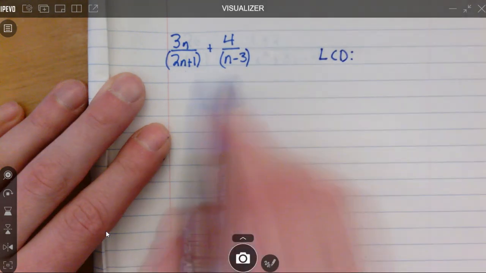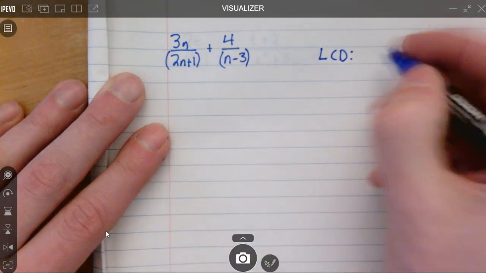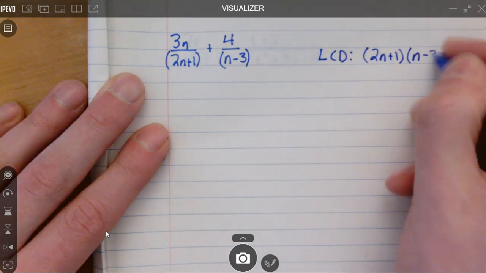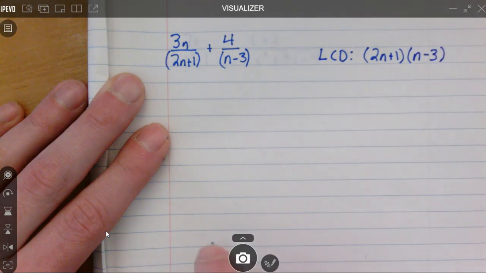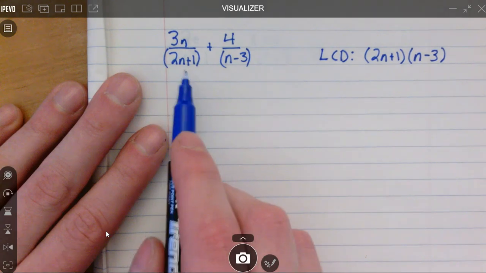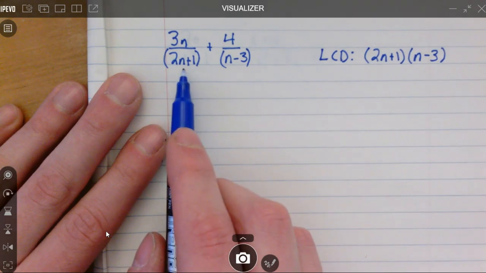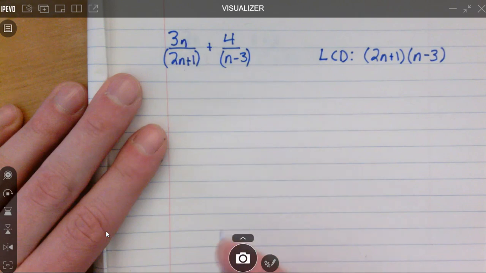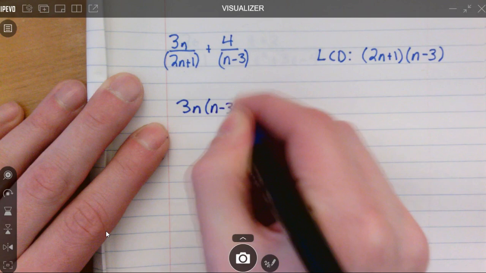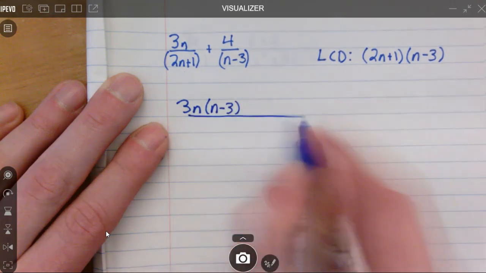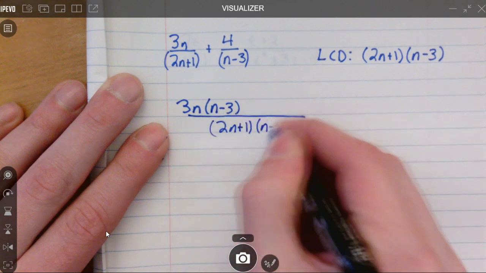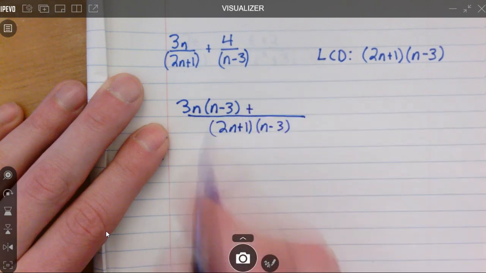So the lowest common denominator of 2n plus 1 and n minus 3 is just going to be 2n plus 1 times n minus 3. Our LCD is always going to be the product of all the unique factors. So to get this common denominator on my first expression, I would need to multiply top and bottom by n minus 3. So I would have 3n times n minus 3. And again, I want to write this whole thing over my LCD, so I'm going to have 2n plus 1, n minus 3. Plus, and then I've got 4.